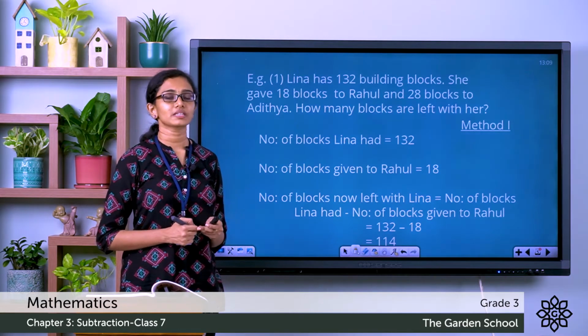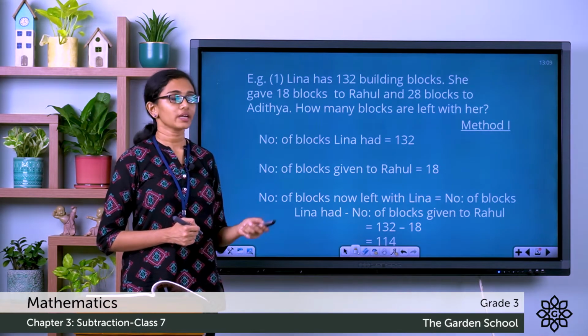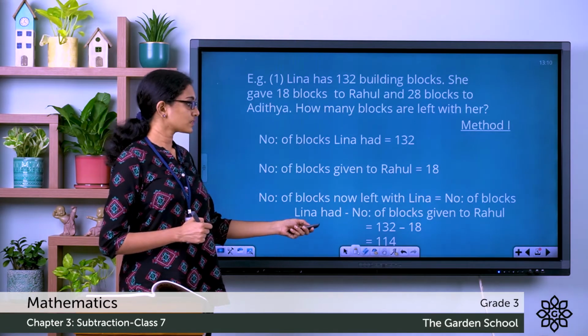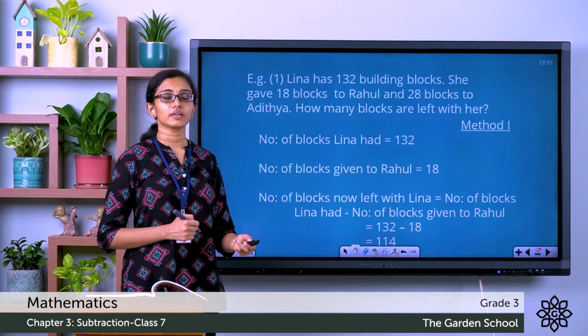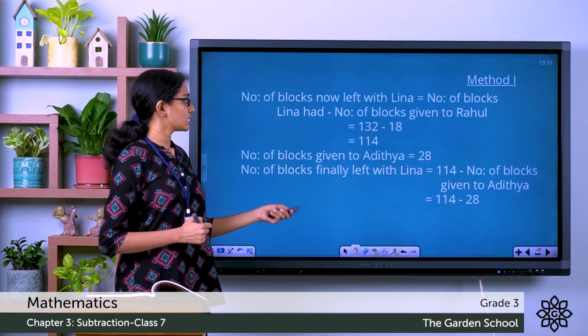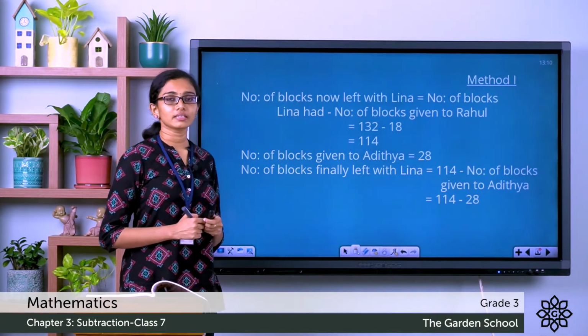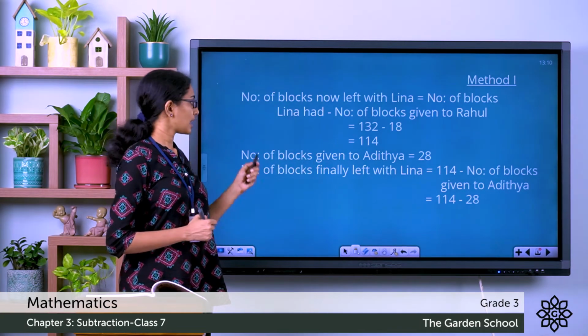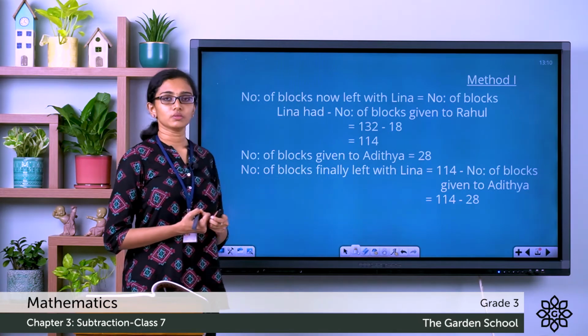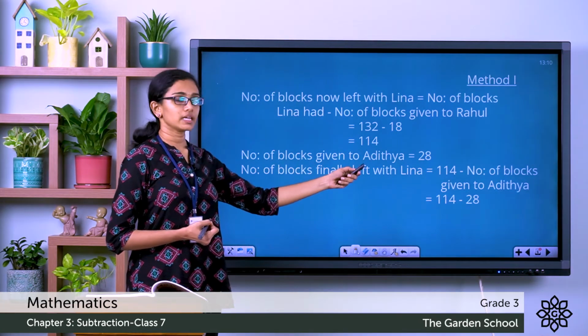Now it's also mentioned in the question that she gave away another 28 blocks to Aditya. So out of these 114 blocks, she gave away these 28 blocks. So how do we write the step for it? Number of blocks given to Aditya is equal to 28 and then the number of blocks finally left with Lena. That would be equal to 114 blocks.